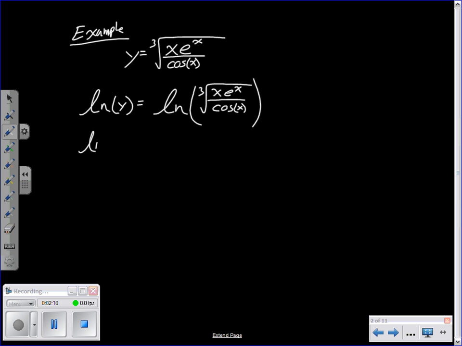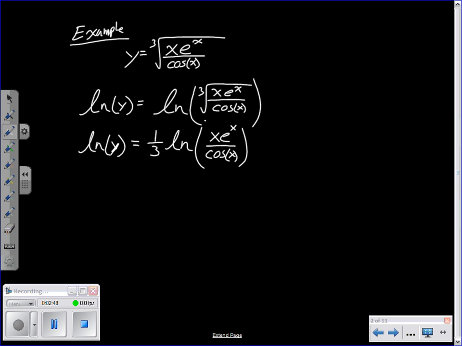So this is natural log y on the left-hand side. And that's equal to, if I use the property that involves powers inside a logarithm (it's probably not a good idea to call that the power rule, since we have a power rule for derivatives), this natural log of the cube root of x e to the x over cosine x. If it's a cube root, remember that's the same thing as the 1/3 power. So let's bring the 1/3 out as a coefficient. So this is 1/3 natural log of x e to the x over cosine x.